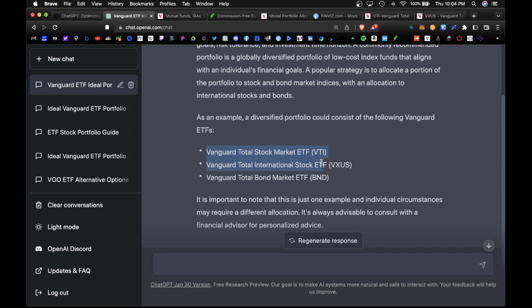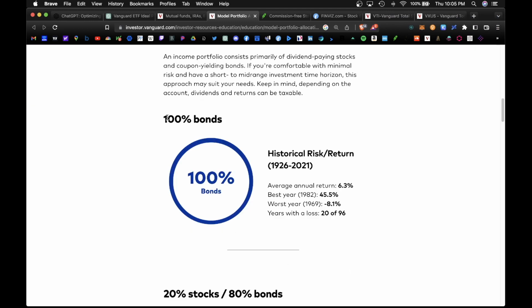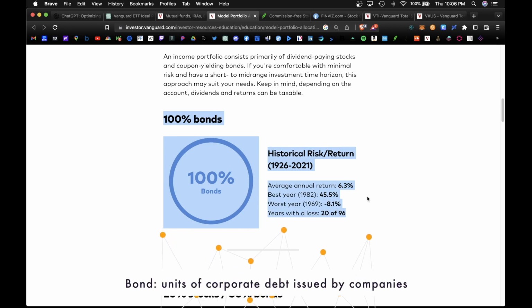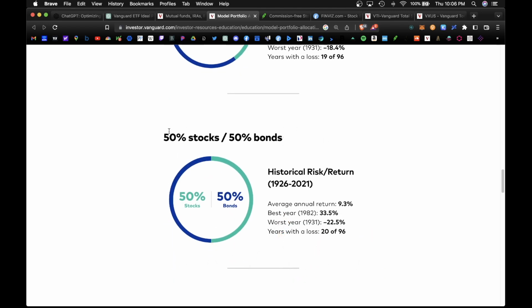So it gives you a breakdown of the three main areas you should focus on: the total stock market ETF, ticker symbol VTI, the total international stock ETF, VXUS, and the total bond market ETF, BND. This precisely lines up with the Vanguard portfolio allocation model. Starting from the top, you get the most conservative type of portfolio, which is 100% bonds. This is the most conservative, and this would yield the lowest returns. But as you go lower, you start getting a blend of 50% stocks and 50% bonds. This is halfway conservative, halfway growth stocks. So if you're young, this is definitely a starting point.